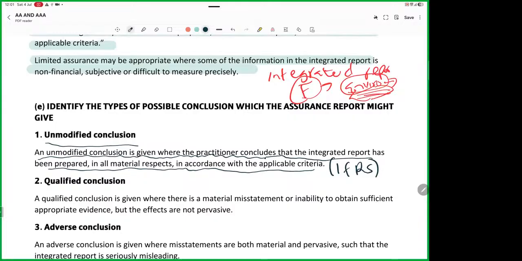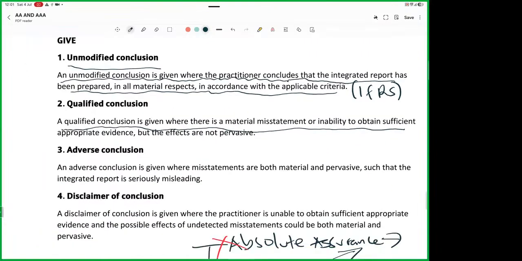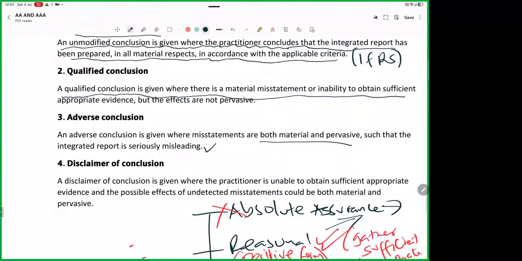Qualified conclusion. A qualified conclusion is given where there is material misstatement or inability to obtain sufficient appropriate evidence, but the effects are not pervasive. They are material, but they're not pervasive. Adverse conclusion. An adverse conclusion is given where misstatements are both material and pervasive, such that the integrated report is seriously misleading. A disclaimer of conclusion is given where the practitioner is unable to obtain sufficient appropriate evidence and the possible effects of undetected misstatements could be both material and pervasive.